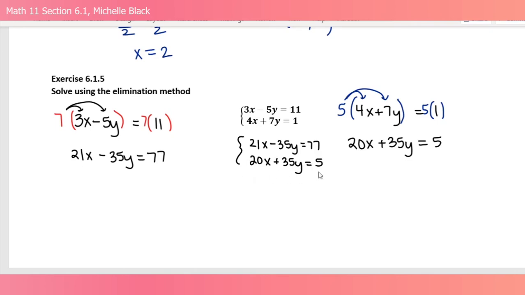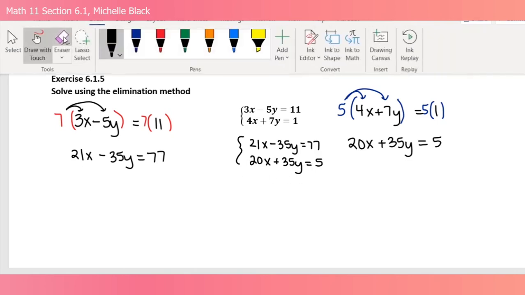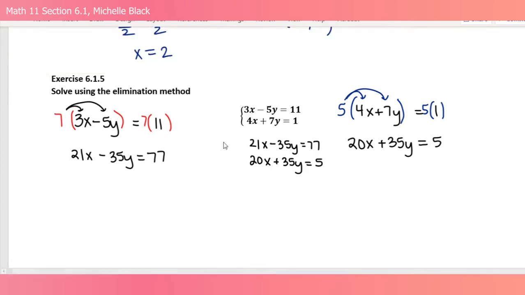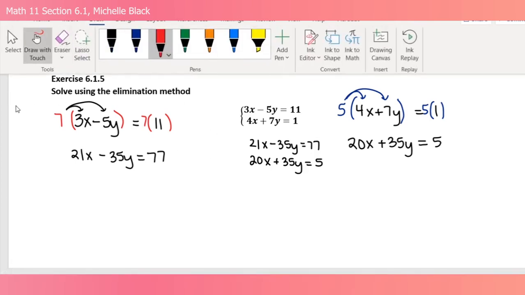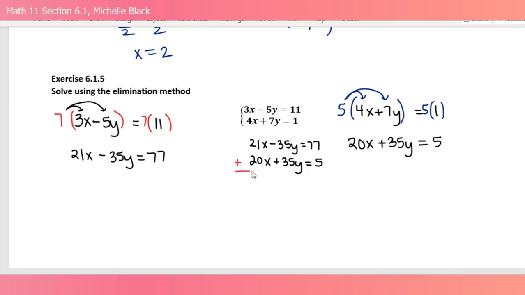And notice I could add these together and my y's will cancel. So if I just remove that bracket I put in, let's add these straight down. Our x's are going to add to 41, the y's add to 0, and the constants at the end add to 82. Now we just divide both sides by 41, giving back that x is equal to 2.